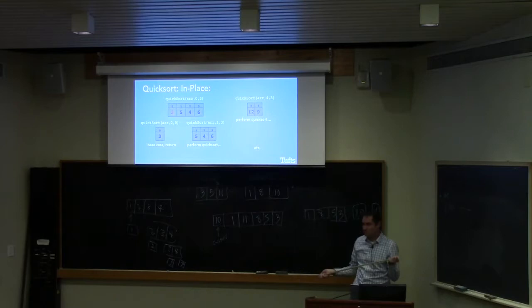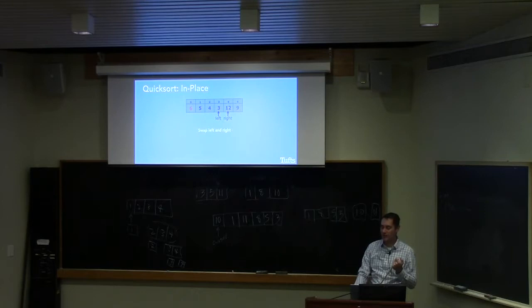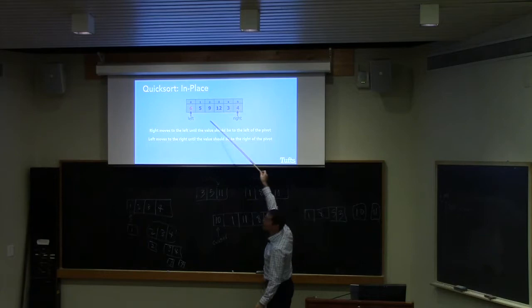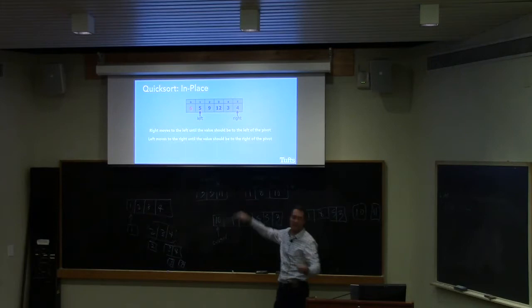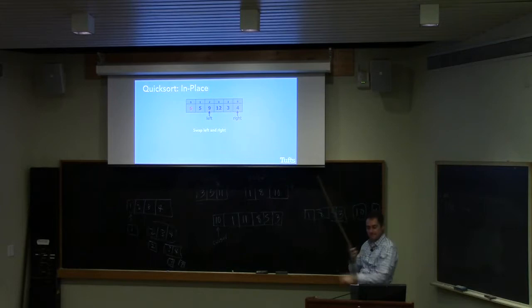Anybody want to see it again? Go through it one more time, just quickly here. All right, pick our pivot, okay? Pick a left and a right. Start with the right one. The right one goes backwards until it gets to a value that needs to be to the left of our pivot value, okay? It's already there. The left one starts going right until it gets to a value that needs to be to the right of the pivot. Goes all the way to 9. When that happens, you swap the two, okay?